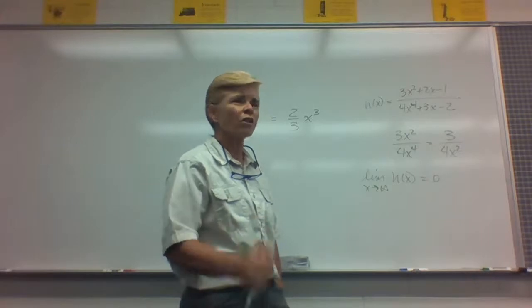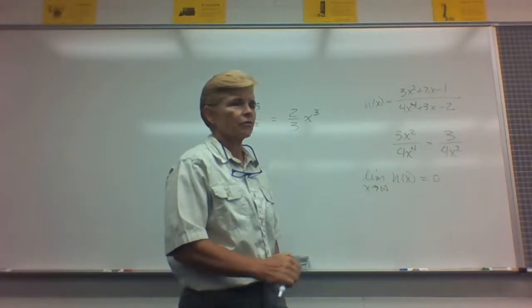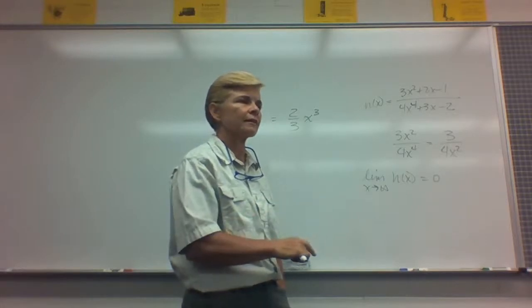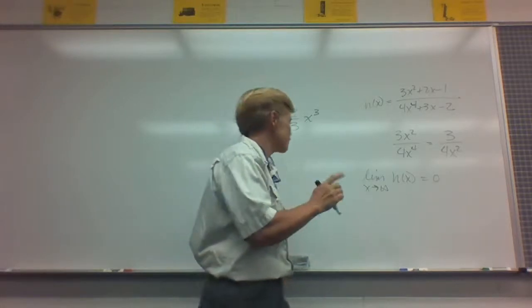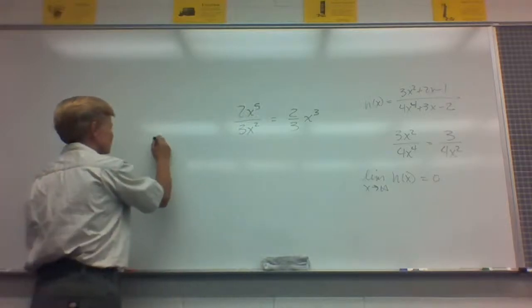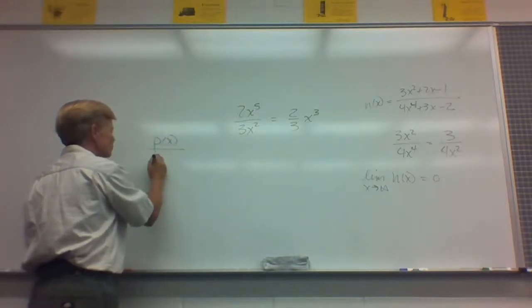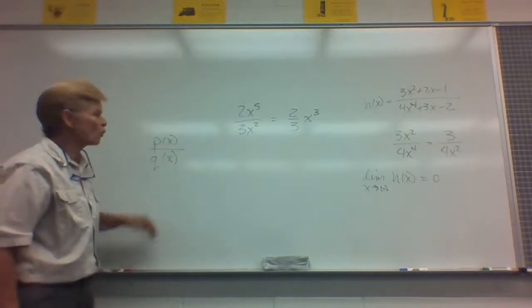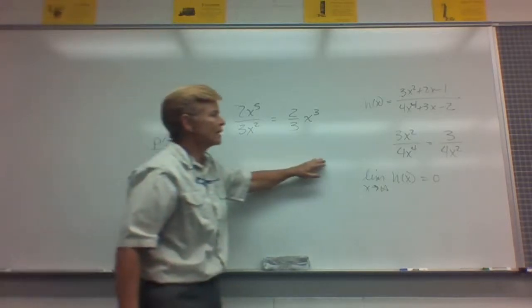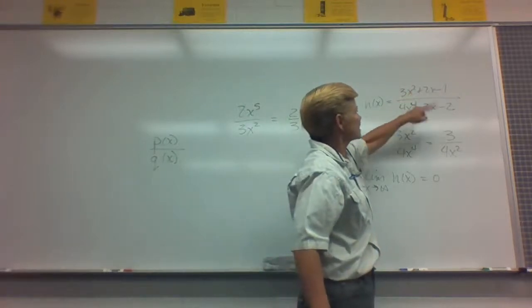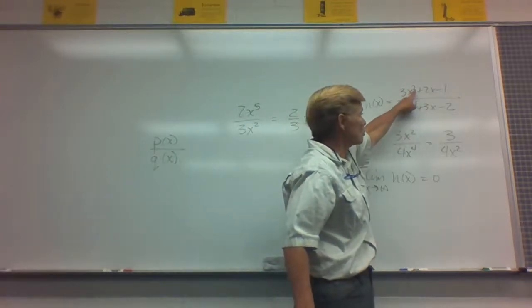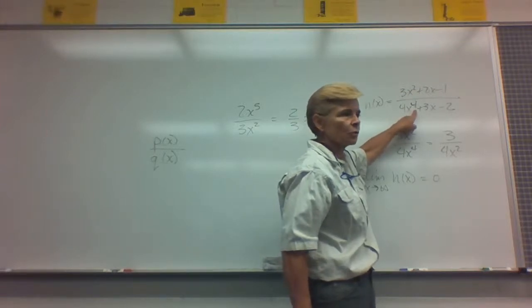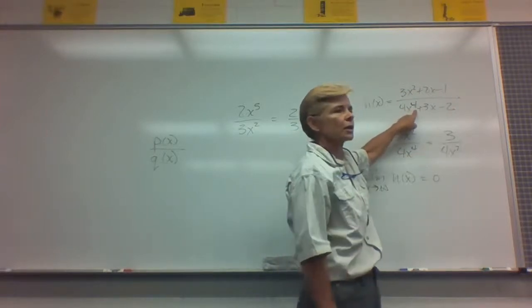You knew all of this from pre-calculus. It's just that now we have a reason to justify it. We said, if you have a polynomial over a polynomial, there will be a horizontal asymptote at 0 if the numerator's degree is less than the denominator's degree. Y equals 0 is a horizontal asymptote.